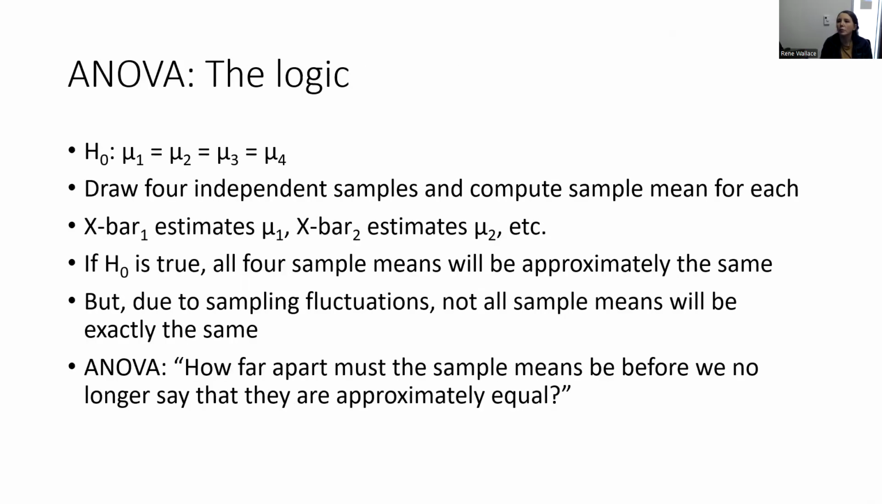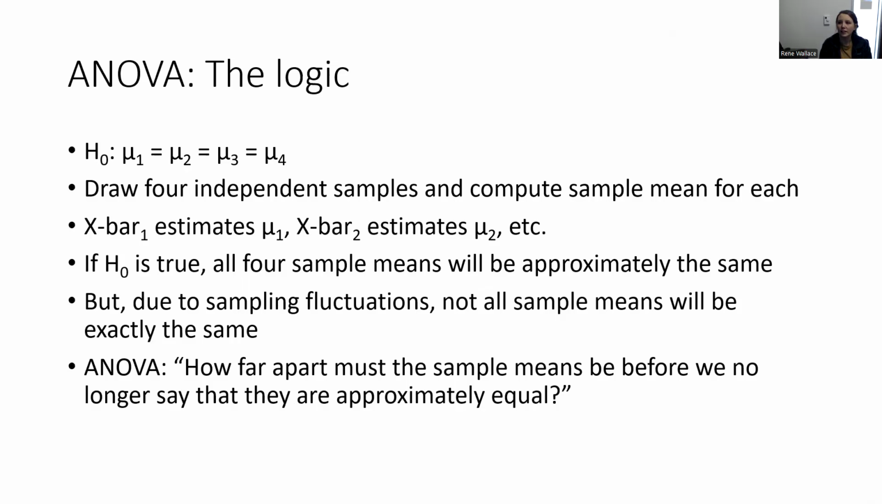So we're going to pull 4 independent samples and compute the sample mean for each. So X bar 1 estimates mu1, X bar 2 estimates mu2, X bar 3 estimates mu3, etc. So if the null is true, all 4 sample means will be approximately the same. But due to sampling fluctuations, not all sample means will be exactly the same.